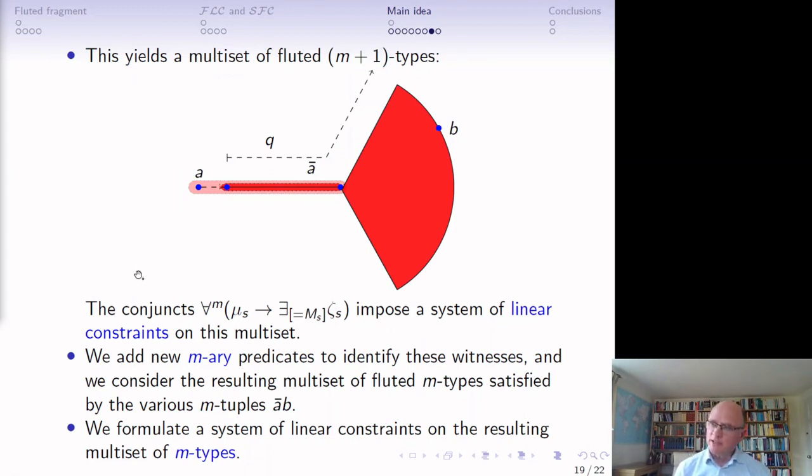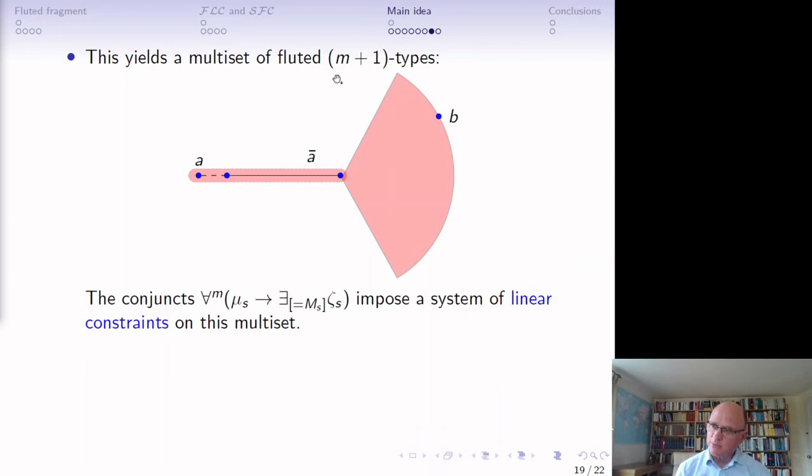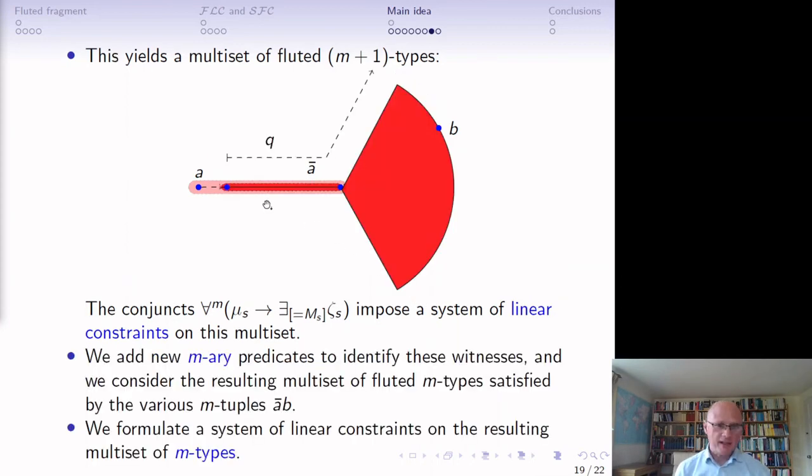So from the original formula, we have a system of linear constraints on the fluted m+1 types corresponding to the m tuple a bar, together with its witnesses. We then introduce additional predicates, as it were, to identify these witnesses, and formulate a system of linear constraints on these new witnesses, but these are constraints on a multiset of m types. In other words, we forget about the element a. And the work of the proof involves ensuring that these reformulated linear constraints on multisets of fluted m types are such that we can reconstruct the original multisets of fluted m+1 types in such a way as to satisfy the conjuncts of the original formula.